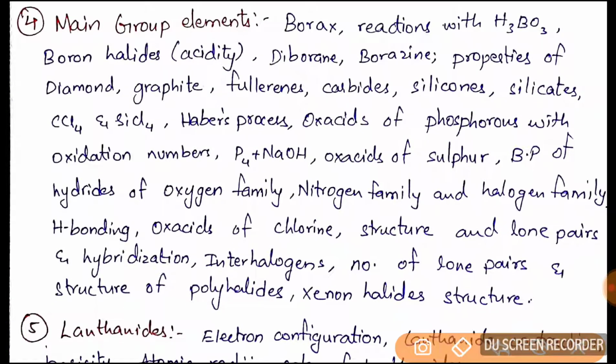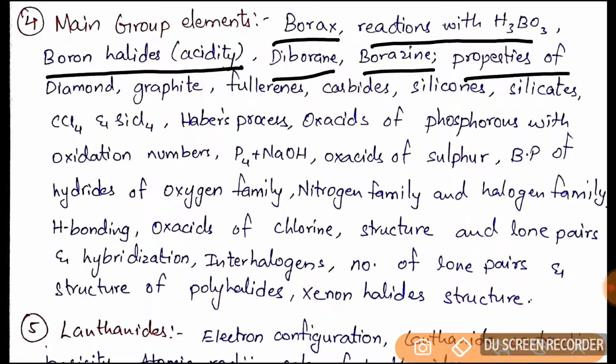And here comes the main group elements. In main group elements: borax, reactions with H3BO3 and boron halides acidity, that is the principle involved here is back bonding, and diborane, borazine, properties of diamond, graphite, and fullerenes. NTPC is all about thermal power generation, guys. So also include the properties of carbon compounds like coal, bituminous coal, peat, etc. Be good with all the carbon compounds like petrol, diesel also, and their calorific values.